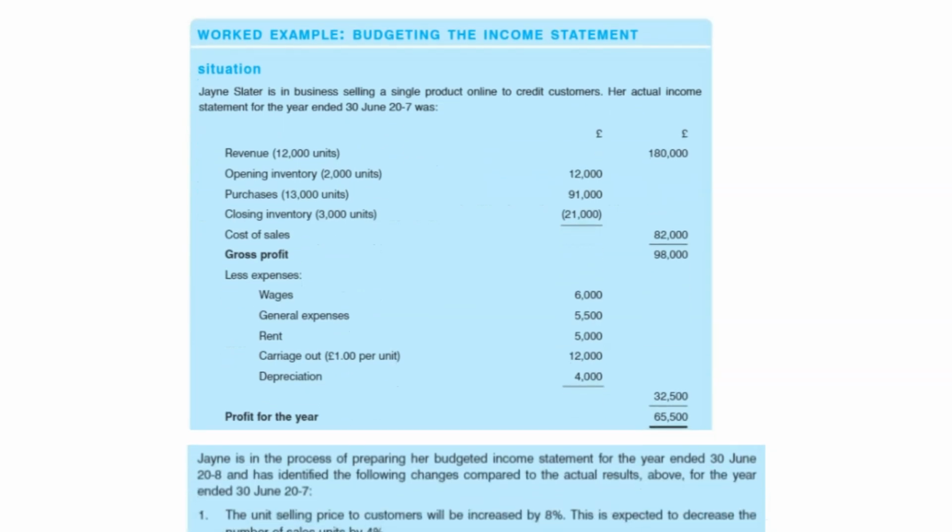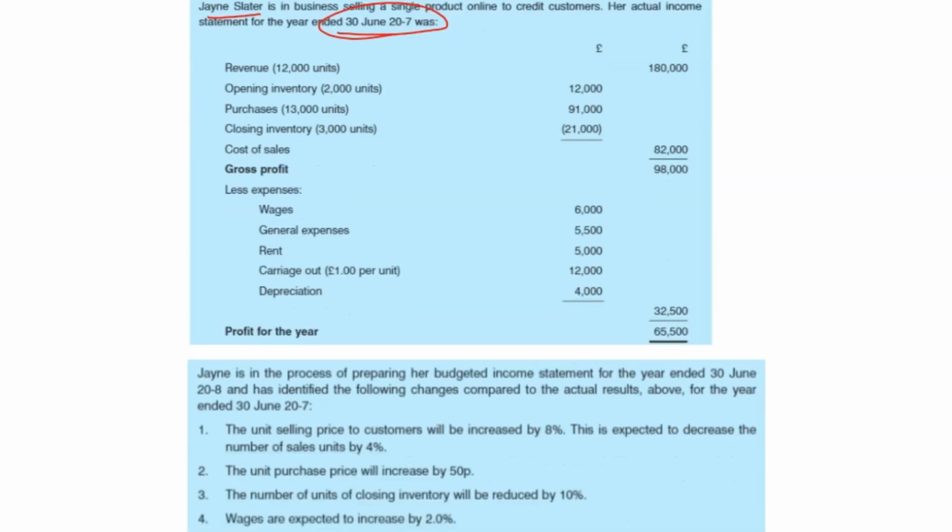This is a situation when Jane Slater runs a business. Year end is 30th June 2017. Look at the sales given and the units given. It's better to do 180,000 divided by 12,000 and get sales per unit. Opening inventory given, purchases. So this purchases divided by 13,000, we're going to get per unit. And closing inventory. These are all costs, so it's going to give you the purchase price. Cost of sales, sales minus cost of sales, gross profit.